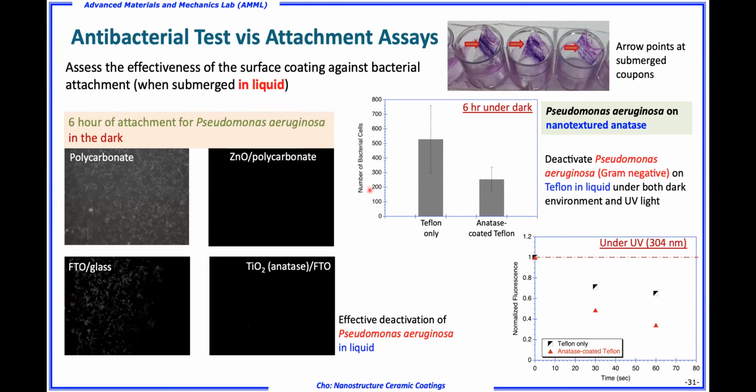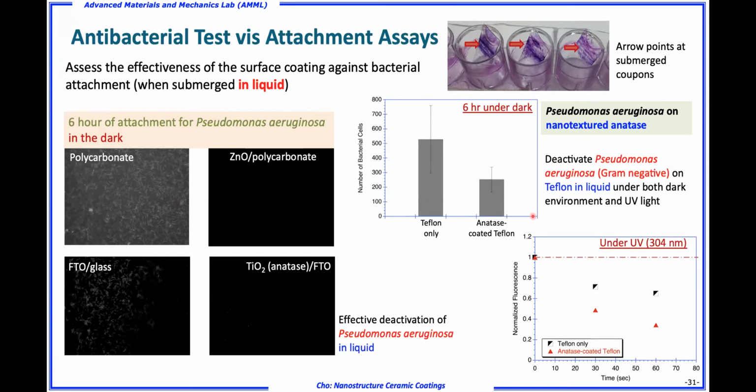In fact, we counted the number of bacteria cells for the 6 hour attachment experiment for Teflon and anatase coated Teflon. This also shows about 2 to 3 log reduction in terms of the bacteria count. So that indicates the effectiveness of this nanostructure, in this case the nanotextured anatase surface.